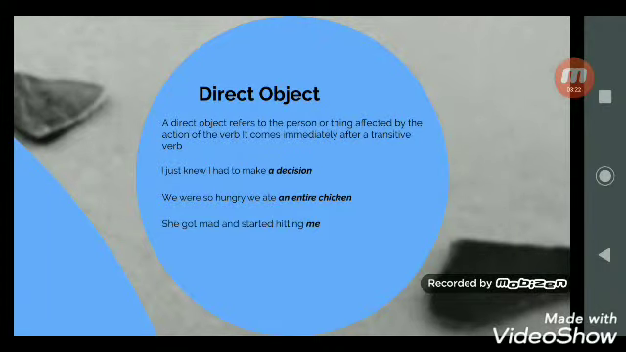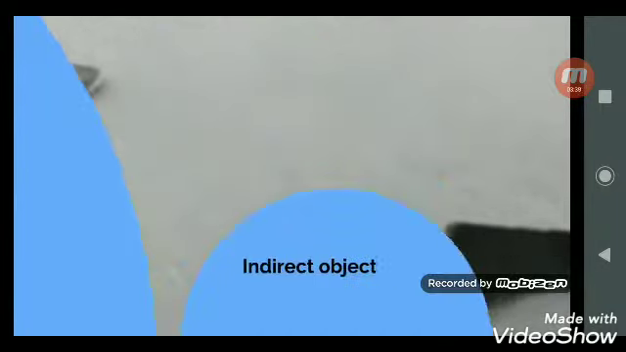She got mad and started hitting me. So in this case, me or I am the one affected by the action of hitting. Okay, I really believed what she told me. This is an example of clause.